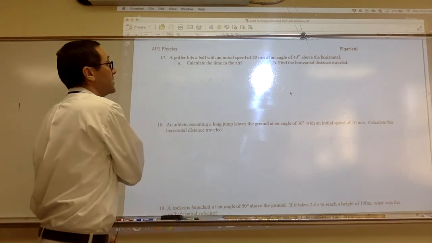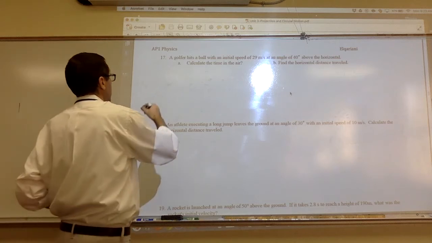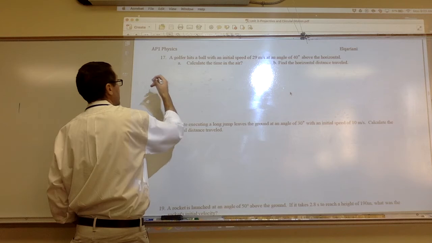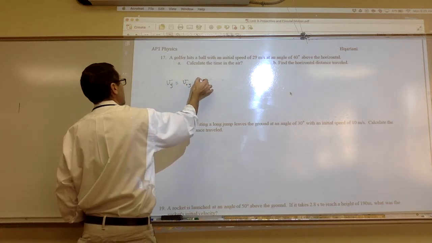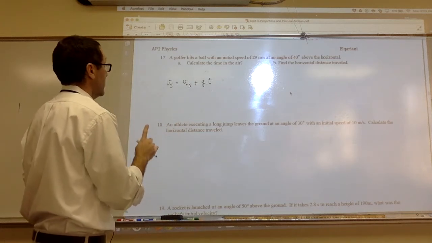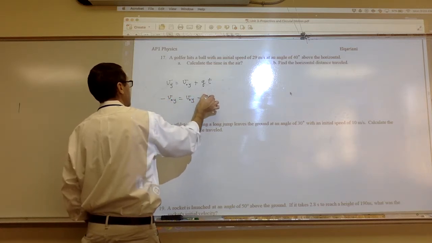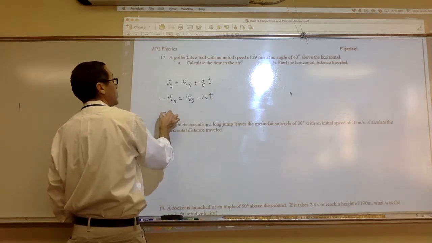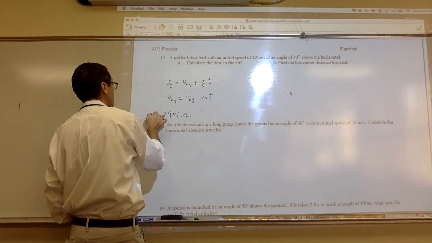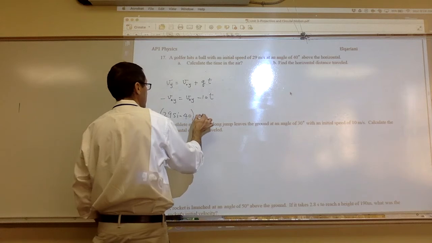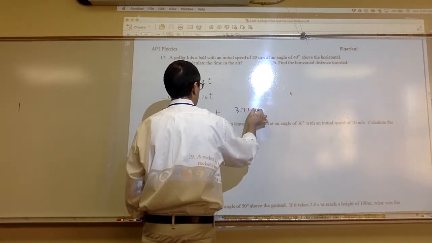Okay. A golfer hits a ball with an initial speed of 29 meters per second at an angle of 40 degrees above the horizontal. Calculate the time in the air. Again, same story. So you can take a look at the previous ones, and you can see that when it hits the ground, its vertical velocity must be equal to its initial velocity in the vertical direction, right? Except with the difference in sign. So it's negative V0y equals V0y minus 10 times t. Now, V0y is 29 sine of 40, but if you move this to the left, it's going to become negative 2 times that much. Okay, equals negative 10 times t, and your time should be 3.73 seconds. Now that's the time it spends in the air.